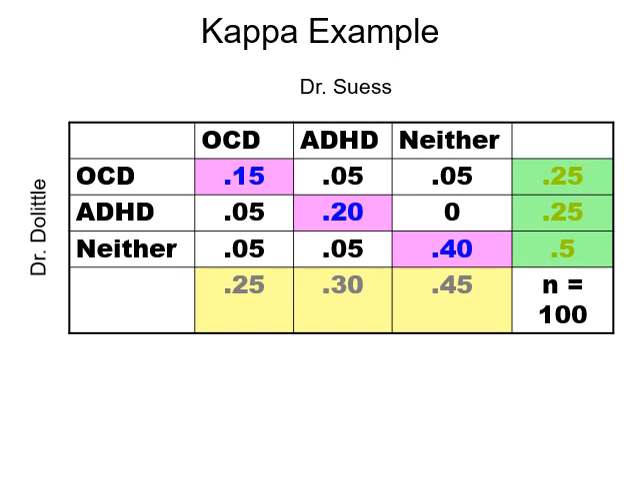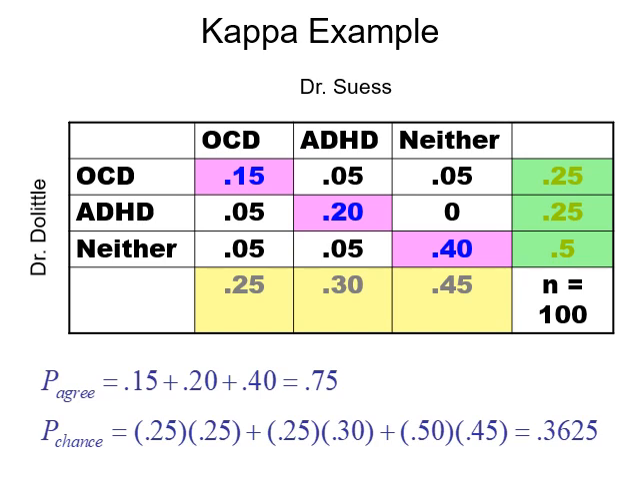So what we're calculating here now is, again, the percentages of agreement. So the percent agree is simply the sum of the pink squares, how many times they agreed. 15%, 20%, and 40%. So 75% of the time total, they were in agreement. P chance is the sum of products of the total chance. So how many times did Dr. Zeus predict OCD? 0.25. How many times did Dr. Doolittle predict OCD? 0.25. We're going to get the sum of products of that yellow square and that green square.